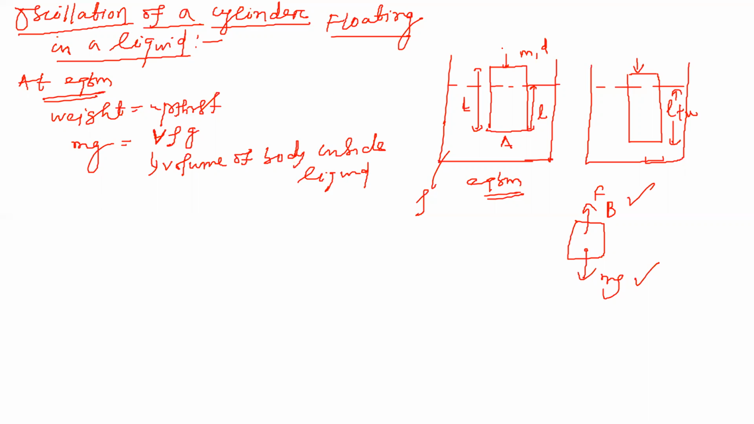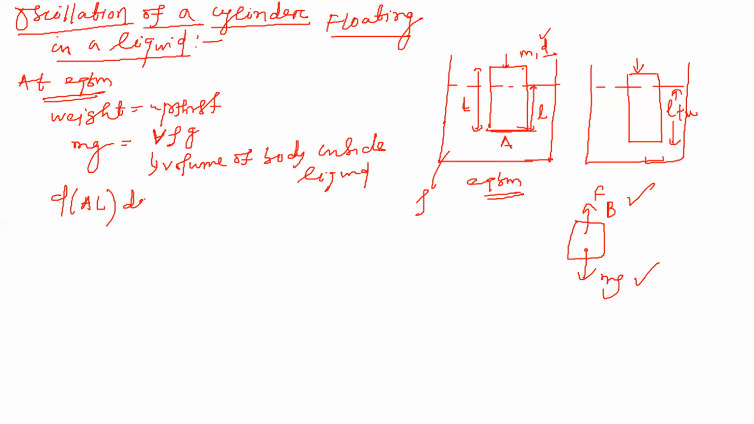This is weight. Density of the body is d, we have taken d. So you can write density into volume. In place of volume, what can we write? A into L. A is the area, here you see A is the area, and this is the length L. So we can write A into L.